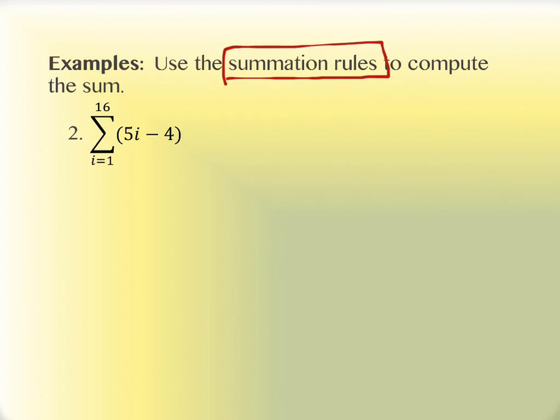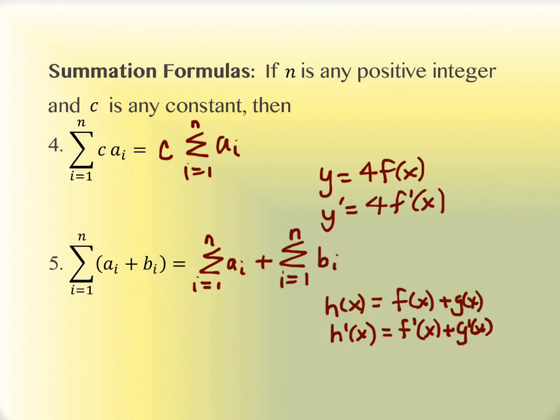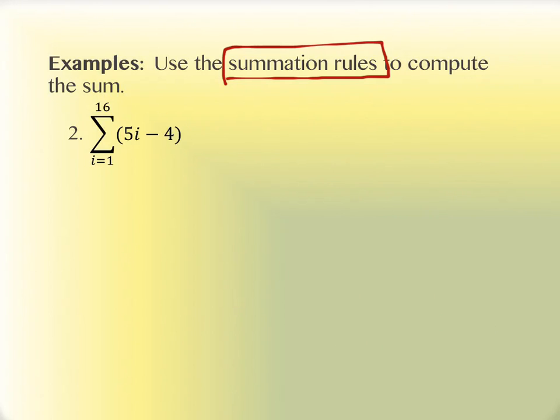So the first thing you should notice is that there's subtraction going on here, right? Now I sort of said it, but I didn't write it. This is the same if it's subtraction down here, plus or minus. So this rule right here is the one we're going to first recognize that we can use. The first thing we can do is separate this into two summations: the sum from i equal 1 to 16 of 5i minus the summation from i equal 1 to 16 of 4. Make sense?